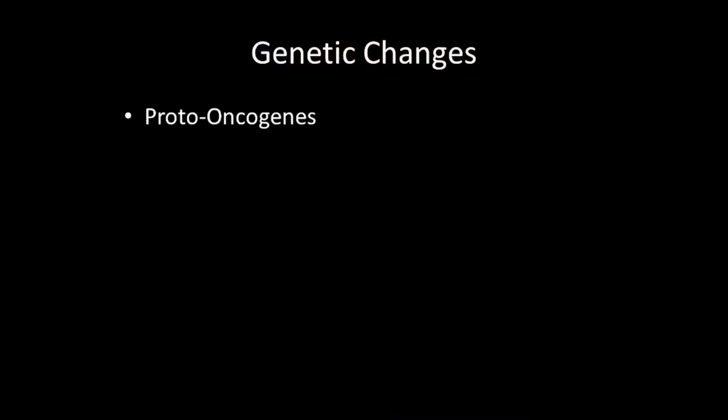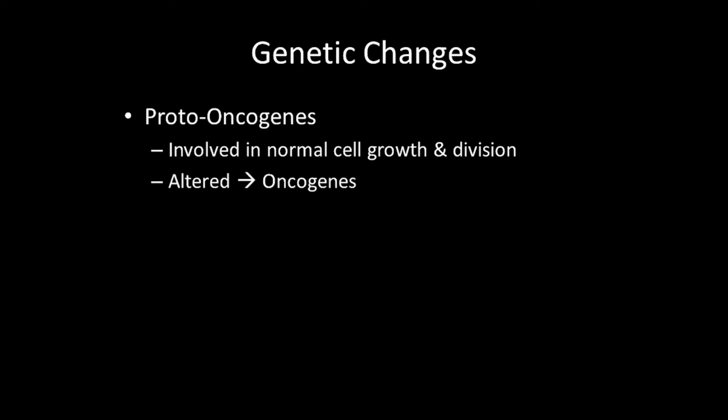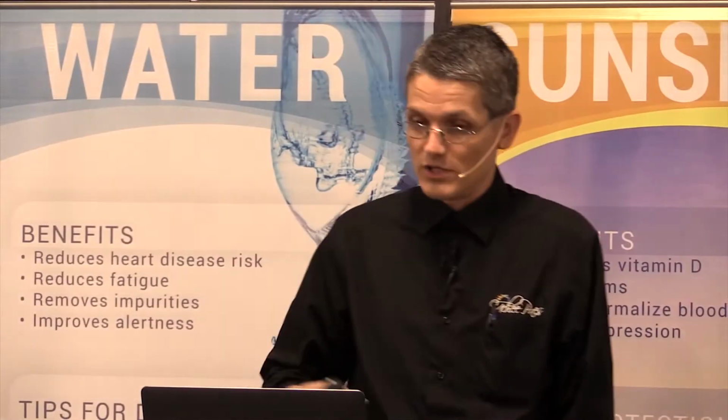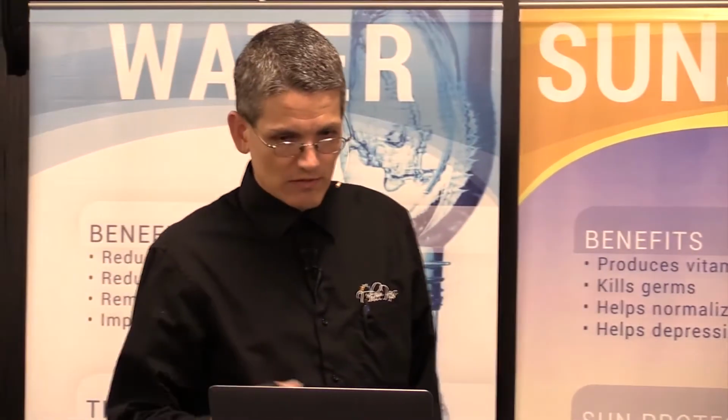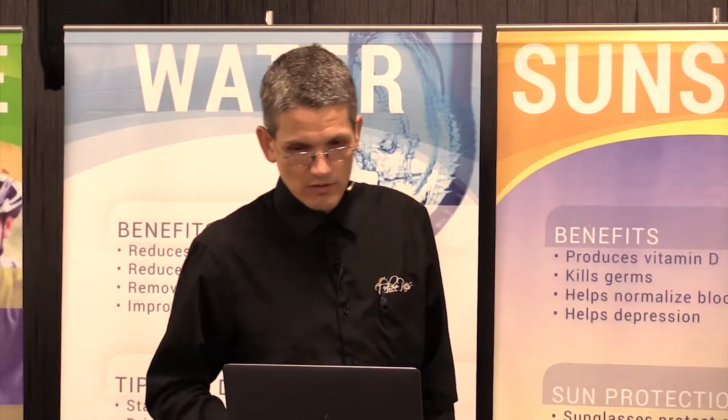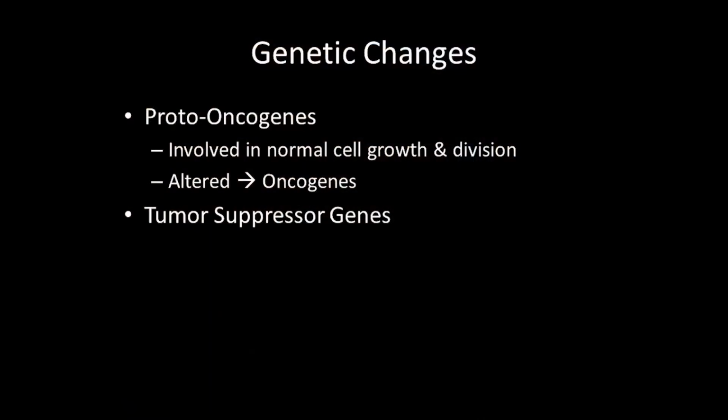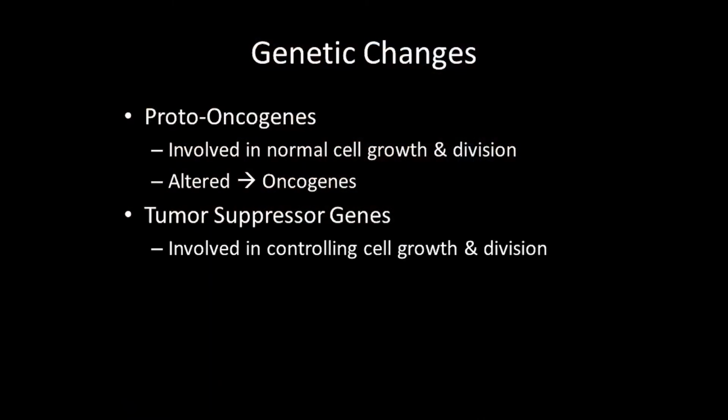Now, with these genetic changes, you can have proto-oncogenes. These are genes that are involved in normal cell growth and division. They promote cell growth and cell division. When they are altered, when they're messed up, they become oncogenes, or cancer-causing genes, and they increase cell growth and cell division. You've got tumor suppressor genes, and these are involved in controlling cell growth and division, so it slows it down, it doesn't go too fast. You can get the speed going just right. And when those get altered, the cells divide uncontrollably.